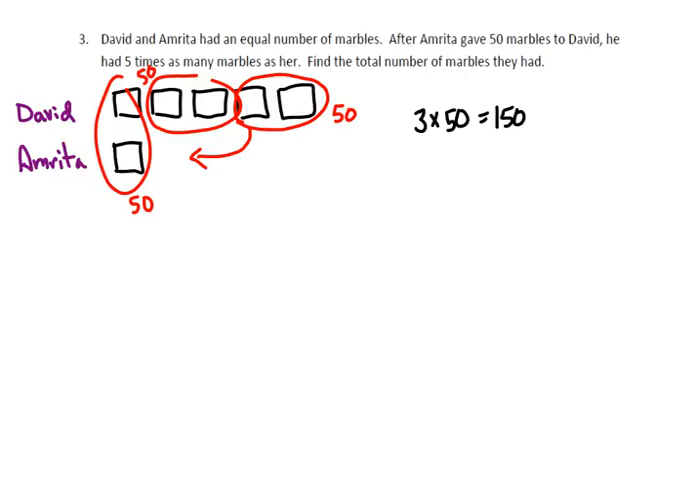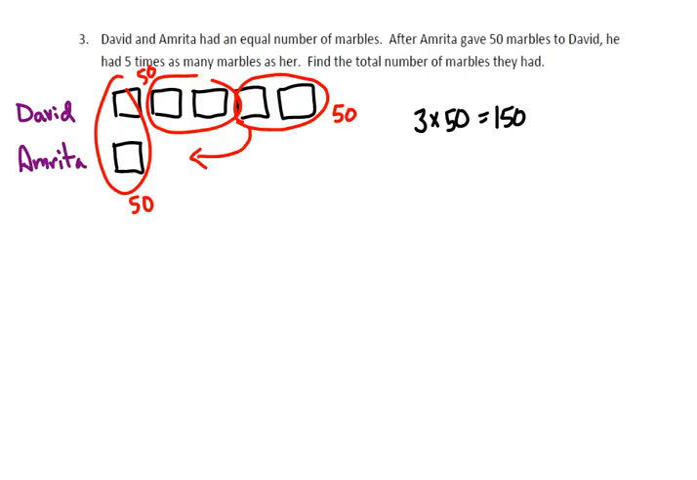We start with their ending point, which is David with 5 times as many as Amrita, but originally they had the same amount, which means that 2 of those squares is what Amrita gave to David, and since 2 of those squares represent 50 marbles, every 2 squares has to represent 50 marbles, and therefore there were 3 times 50 or 150 marbles to begin with.